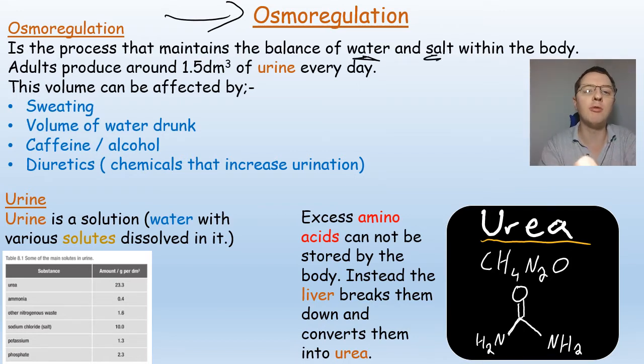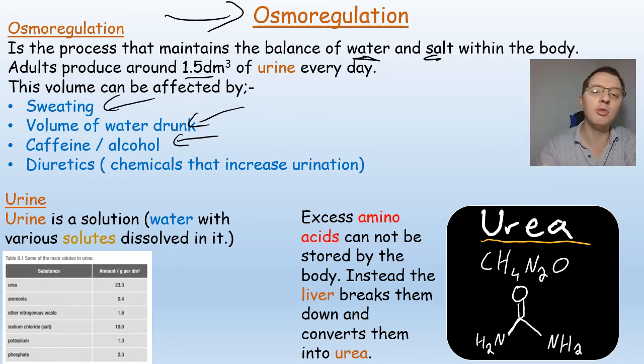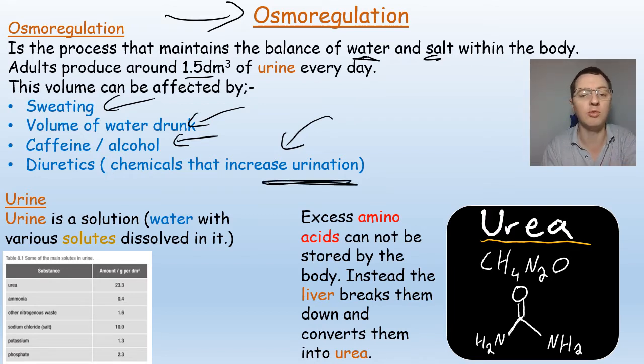Adults will produce around 1.5 decimeters cubed or litres of urine every single day. And the volume of your urine can be affected by many different things. How much do you sweat? How much water have you drunk? Or have you taken in any caffeine or any alcohol? And have you taken any diuretics? Now, a diuretic is any kind of chemical that will increase your urination.